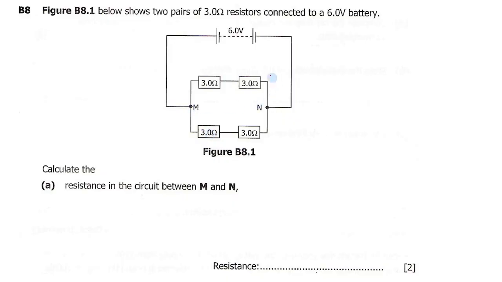So between M and N, the resistors, first add these. 3 plus 3 is 6. So you have 2 now, this one and this one in parallel. The total resistance will be 6 times 6 over 6 plus 6, which is 36 divided by 12. So 36 divided by 12 is 3 ohms. That will be the total resistance, 3 ohms.